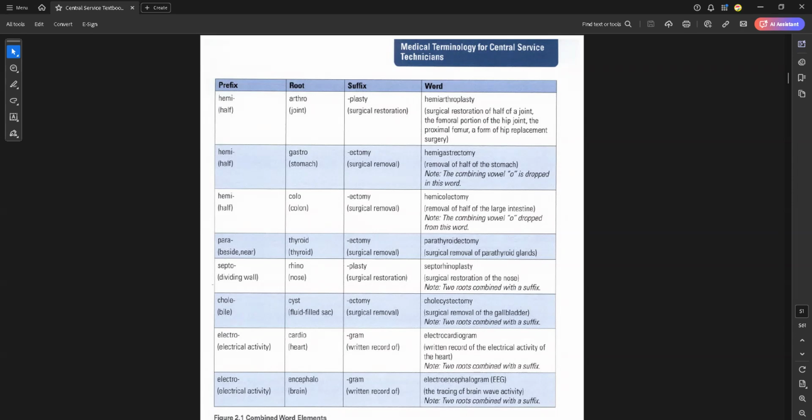In doing that, they remove half of the stomach. So you say hemi, half. Gastro is stomach. Ectomy, which is a suffix, means surgical removal. So hemigastrectomy. The moment you are in sterile processing and they bring the schedule for tomorrow, you see hemigastrectomy, you know that, oh, okay, they are going to remove somebody's stomach.